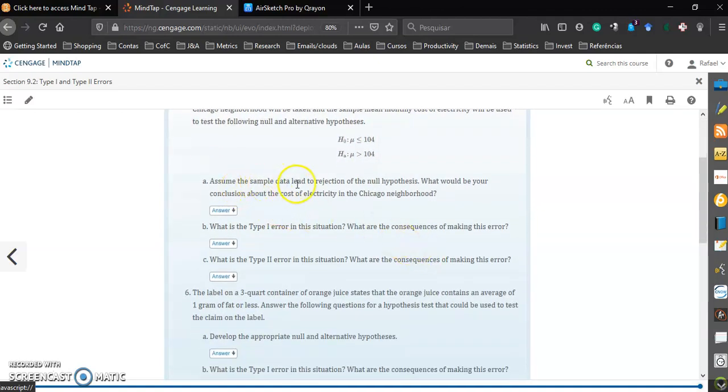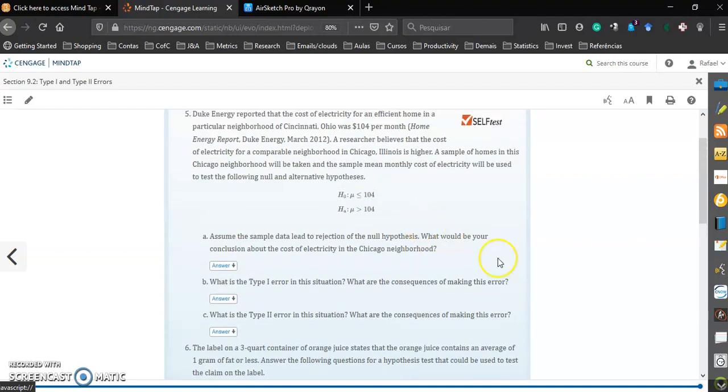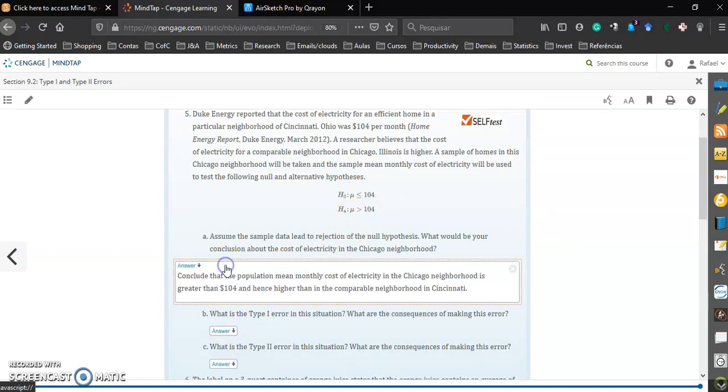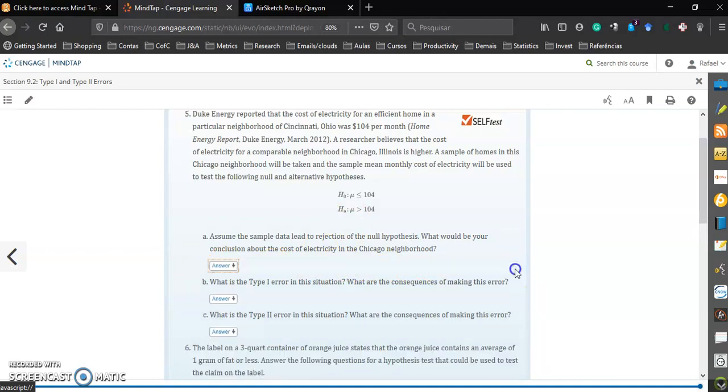So assume that the sample data lead to the rejection of the null hypothesis. So I reject this hypothesis. What would be your conclusion about the cost of electricity in the neighborhood? If I reject the null, after doing everything, I get evidence based on the sample that I rejected this hypothesis. What's your conclusion? The conclusion is that the cost of electricity is higher than 104. Okay, so that's what the answer is telling. Okay, so what's the type 1 error in this situation? And what's the consequence of making this error?